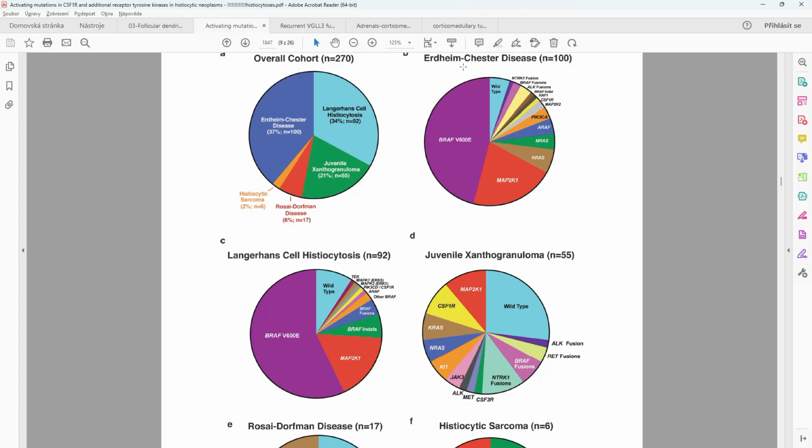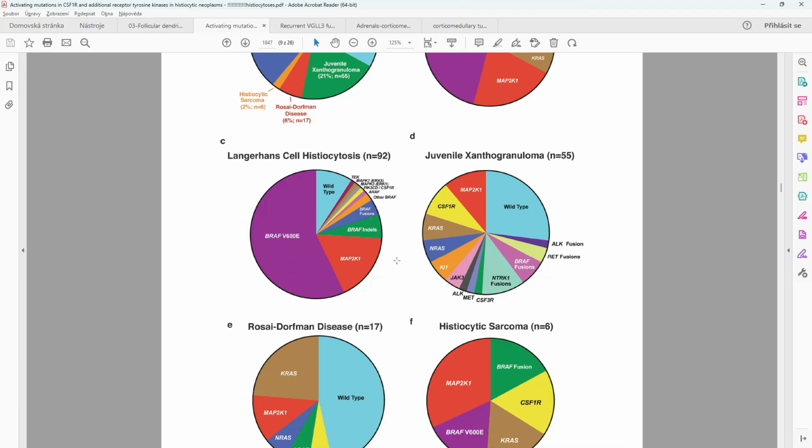So these histiocytic neoplasms include Erdheim-Chester disease, Langerhans cell histiocytosis, juvenile xanthogranuloma, Rosai-Dorfman disease, and histiocytic sarcoma. Those are the most well characterized and recognized histiocytic neoplasms.